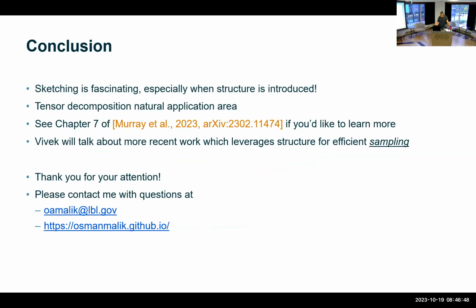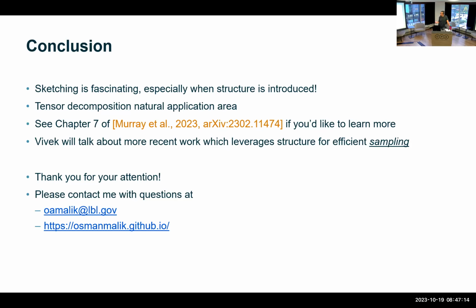Okay. So to conclude, I think sketching is fascinating, especially when structure is introduced. And I think tensor decomposition is a very good application area for this, because you have this structure that arises naturally in the problems. And if you'd like to learn more about structured sketching or just randomized numerical linear algebra in general, I would recommend taking a look at chapter 7 in this monograph.